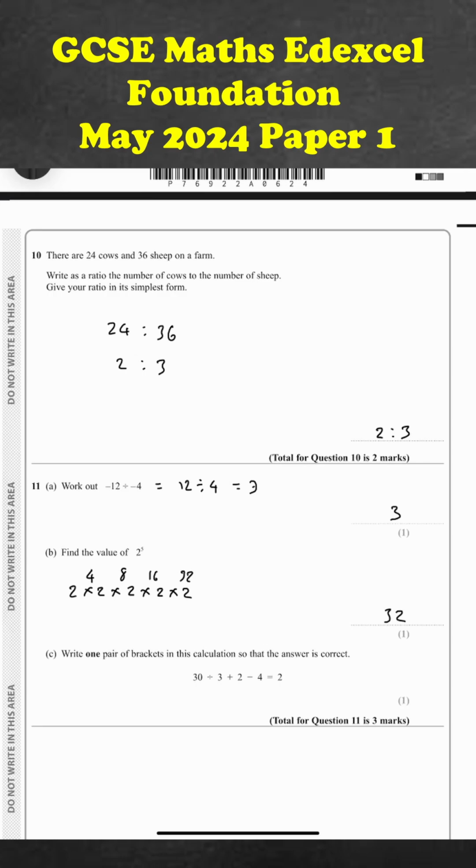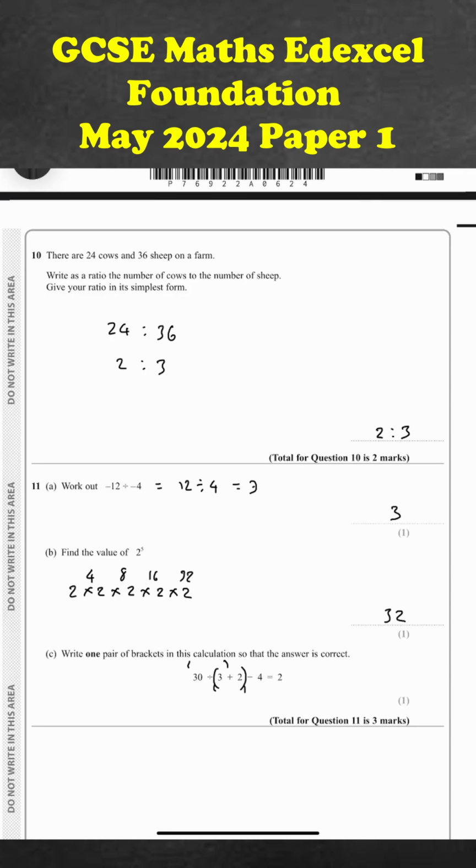And part C, write one pair of brackets in this calculation so that the answer is correct. So let's say they went here. We would have 30 divided by 3, which is 10, plus 2, which is 12, minus 4, which is 8, not 2. Let's say they went here. We would have 30 divided by 3 plus 2, so 3 plus 2 is 5. 30 divided by 5 is 6, minus 4 is 2. That is correct. So we're going to put our brackets in there.